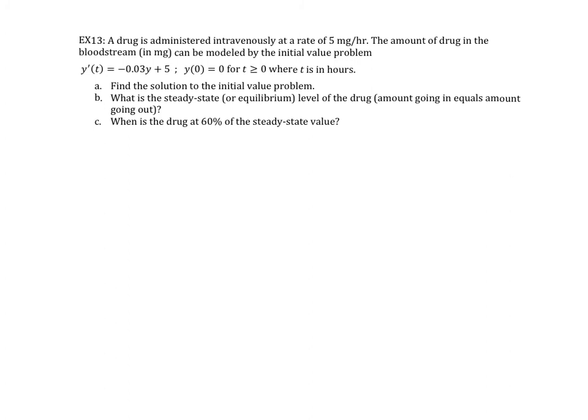In example 13, we're going to do an application. We have a drug that's administered intravenously at a rate of 5 milligrams per hour. The amount of drug in the bloodstream in milligrams can be modeled by this initial value problem. This is a very common type of problem where you have a derivative and you have its function, so it's a differential equation. y prime is equal to 0.03 y plus 5. We have an initial condition. t is in hours. Part A, we want to find the solution to the initial value problem.